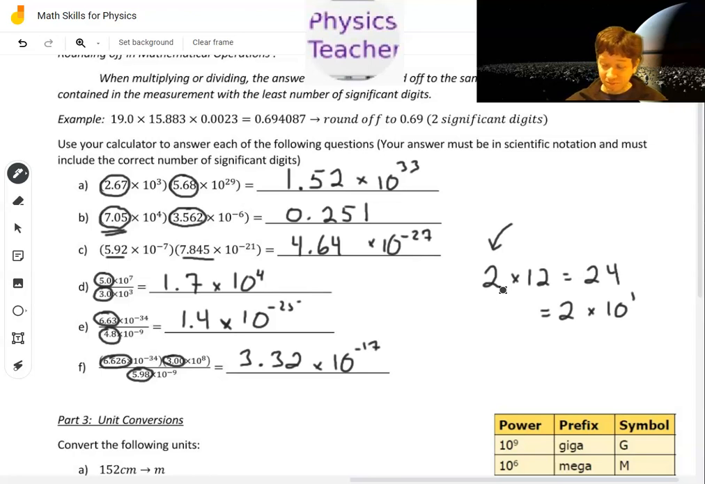Right? So if these are counting numbers, so maybe you have 2 barrels, each with 12 apples in it, well, you counted 2 barrels, so that's an infinite number of significant digits. And you counted exactly 12 apples. There's no estimation there. So in that case, you don't have to round to this. You can leave it as 24.